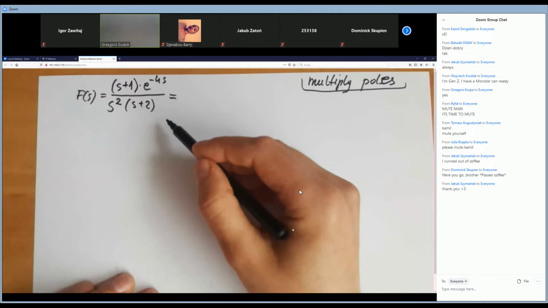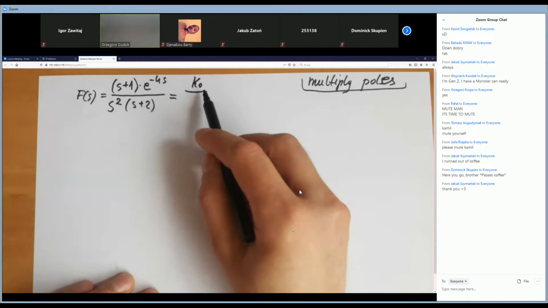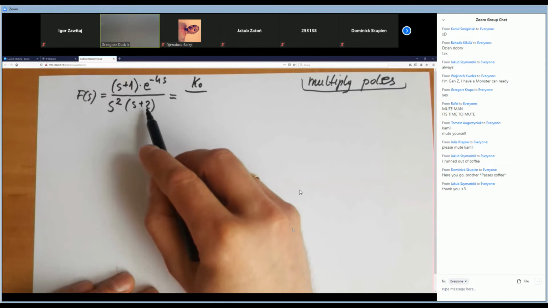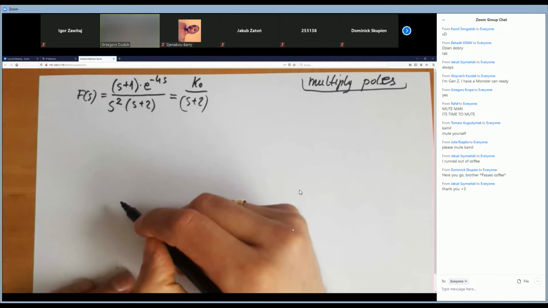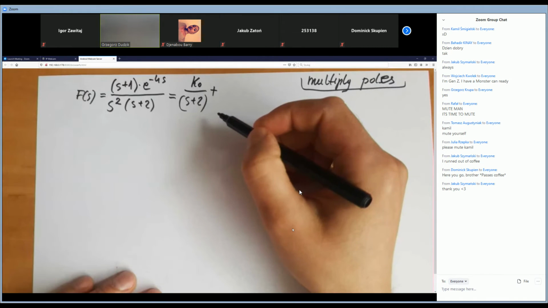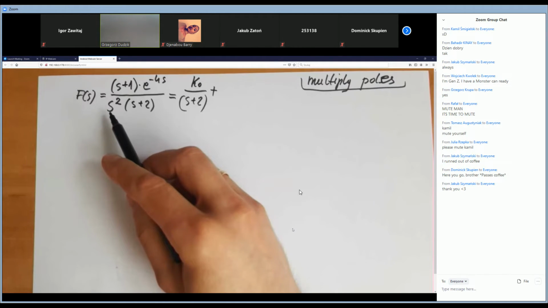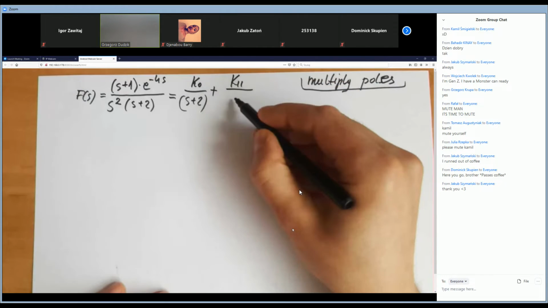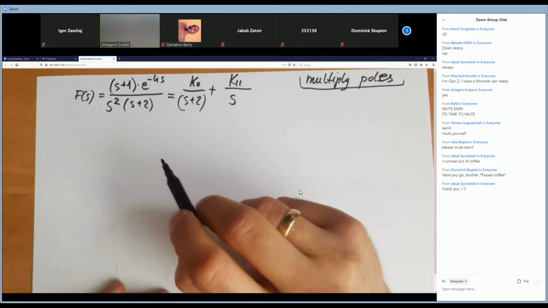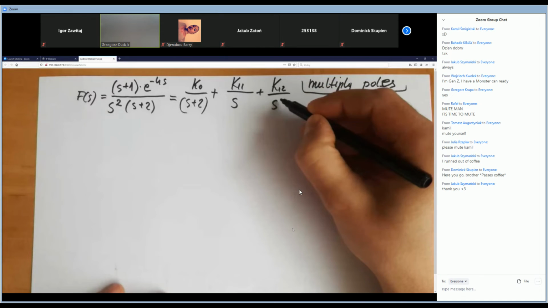The first thing is very simple. For example, the k0. It is for the pole s plus 2, as previously. Plus, here we've got the s squared. It means the s squared gives us two poles, and the k1 is just for s, plus k12 for the s squared.